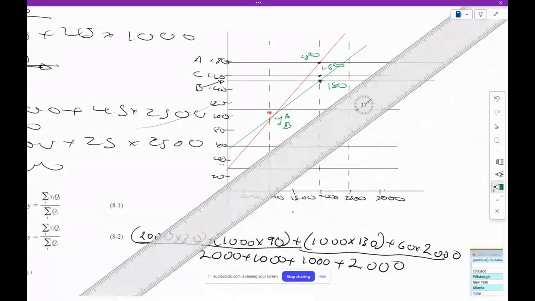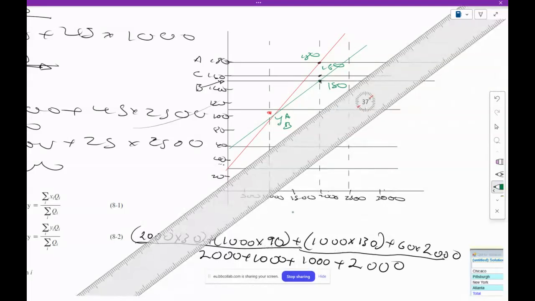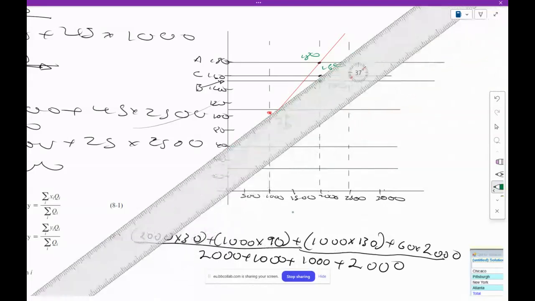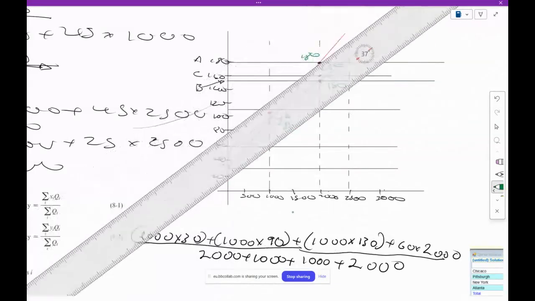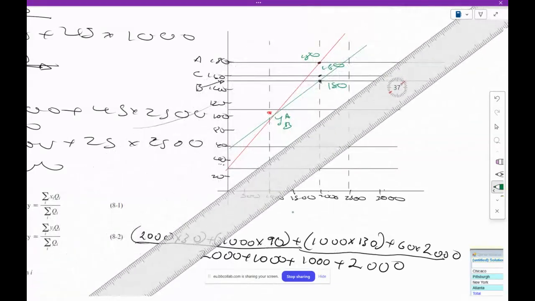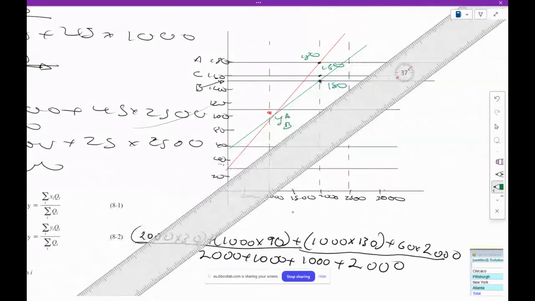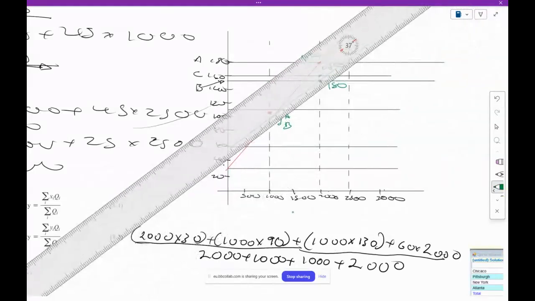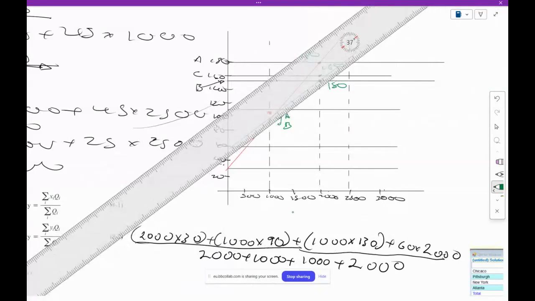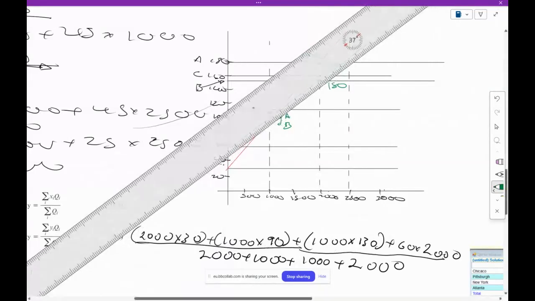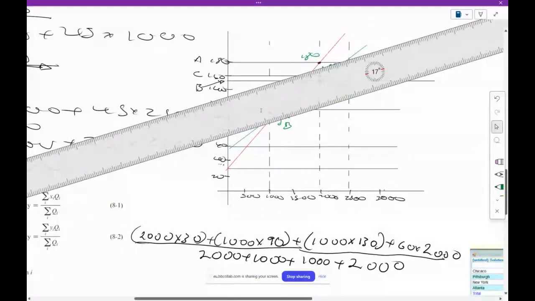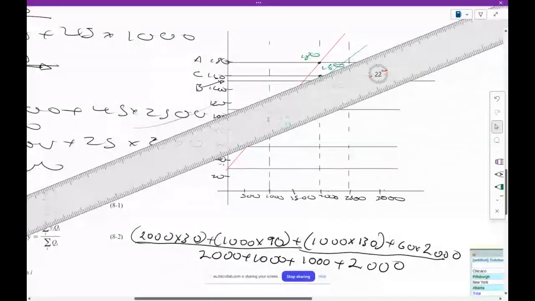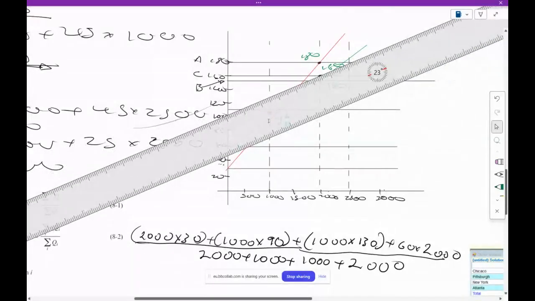And then after that, what's the next value? 110. So 110 is around here. So 110 has to go to its value also, which is there.